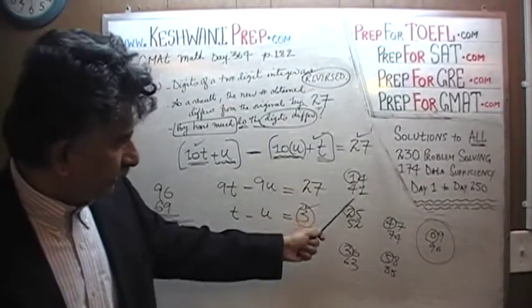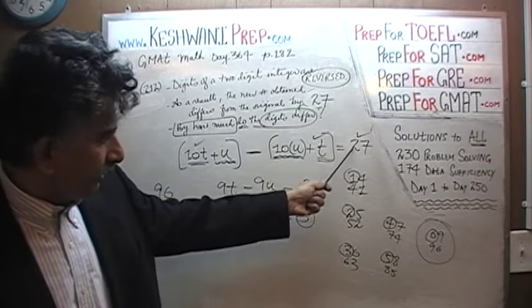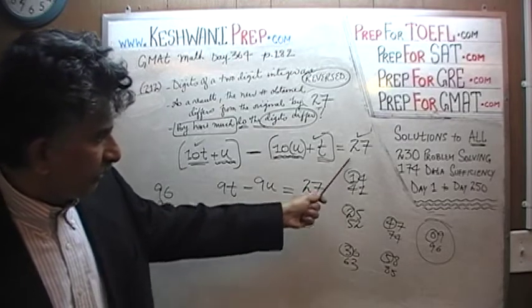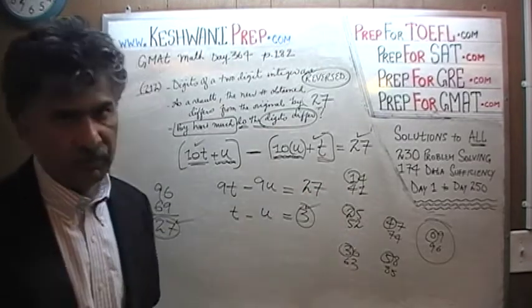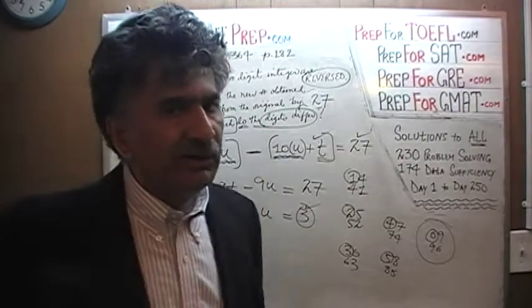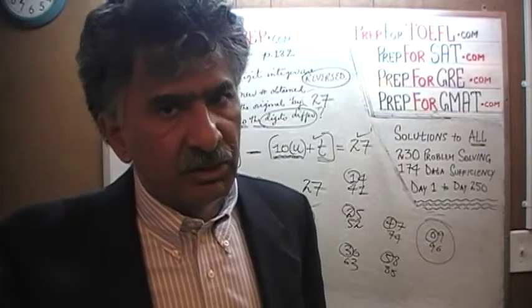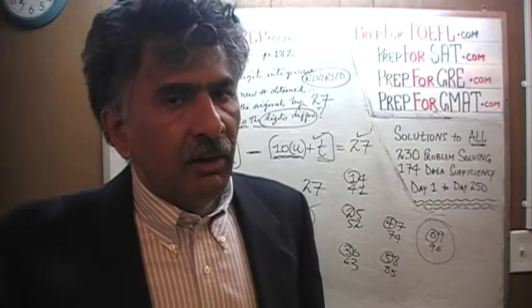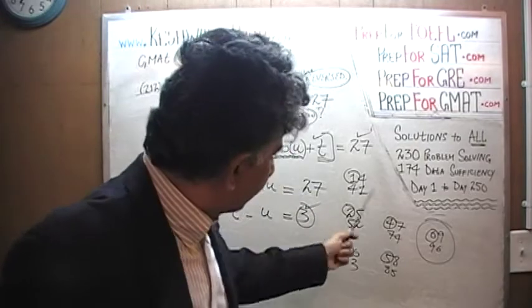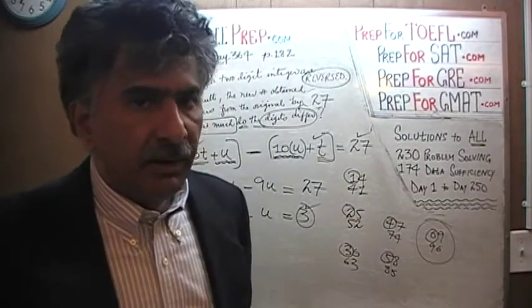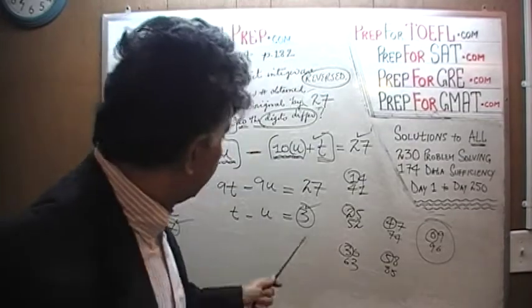All of this pair, when you take their difference, 41 minus 14 is going to be 27, 52 minus 25 is going to be 27, so on and so forth. They all differ by 27. It's just that we don't know what the integer is. It doesn't matter what the integer is. The point is, they're asking us, by how much do the digits differ? It doesn't matter which scenario might be there, the two digits differ by 3.